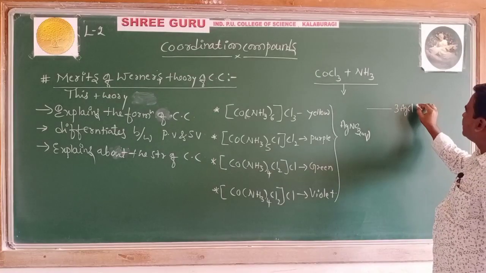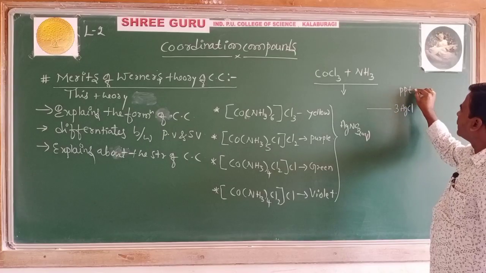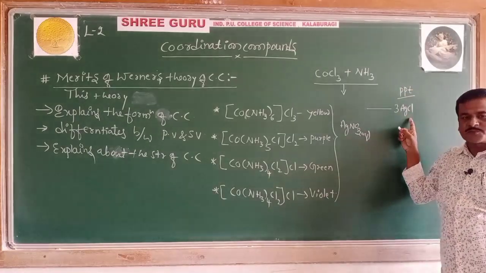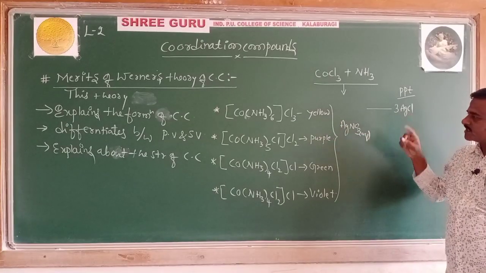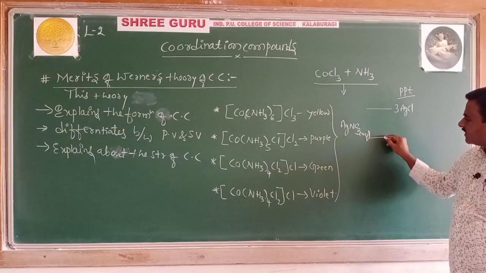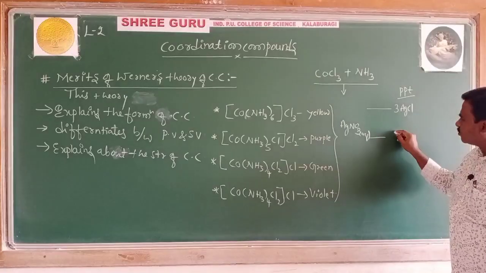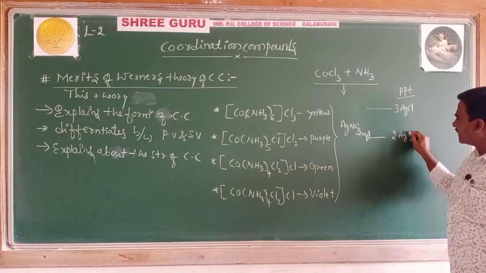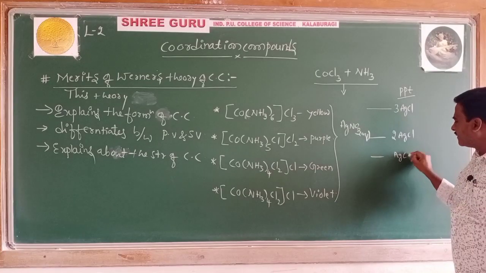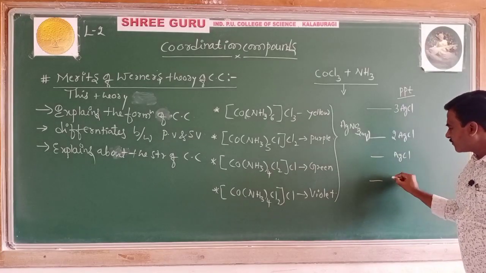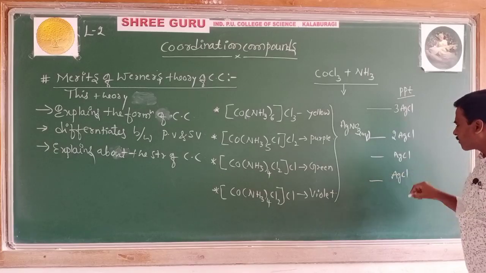This was the precipitate. How many moles of silver chloride get precipitated for the first complex? 3 moles of silver chloride were precipitated. For the second one, 2 moles of silver chloride were precipitated. Third, 1 mole of silver chloride was precipitated, and even for the last compound also 1 mole of silver chloride was precipitated.